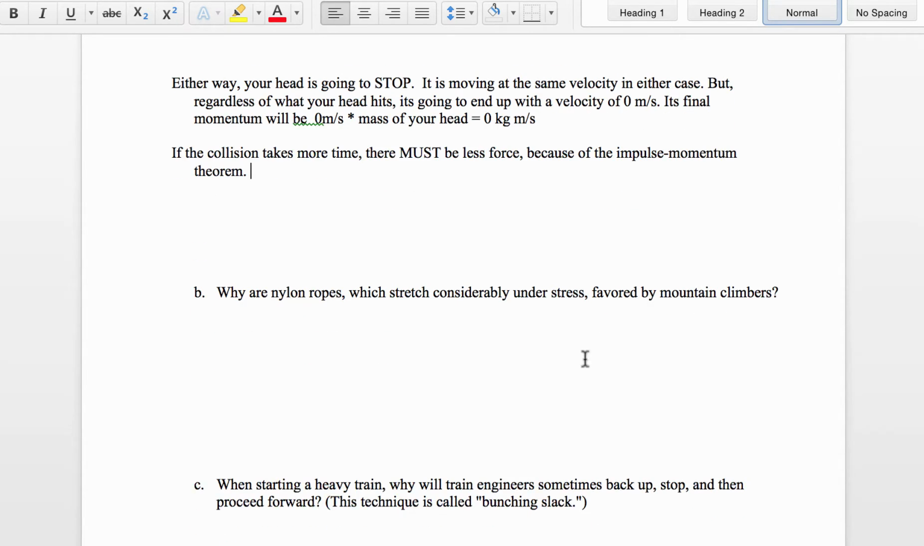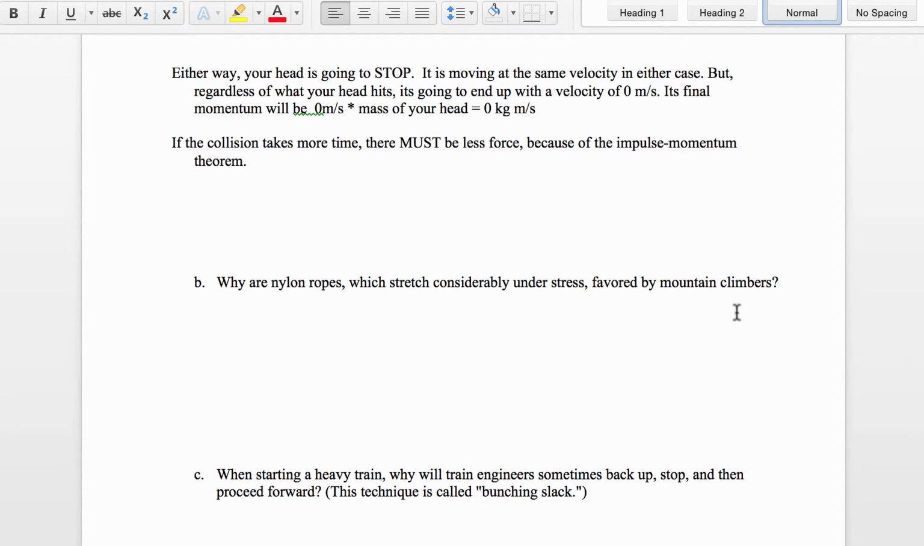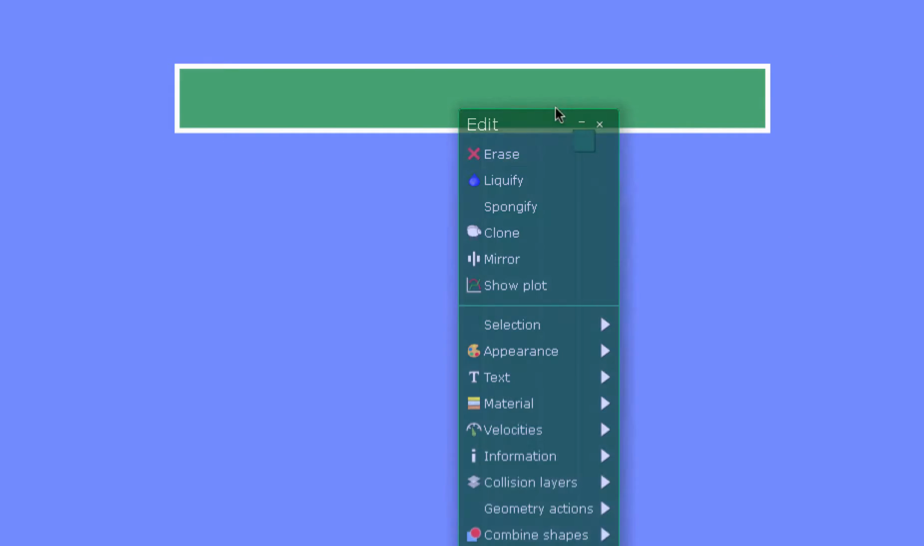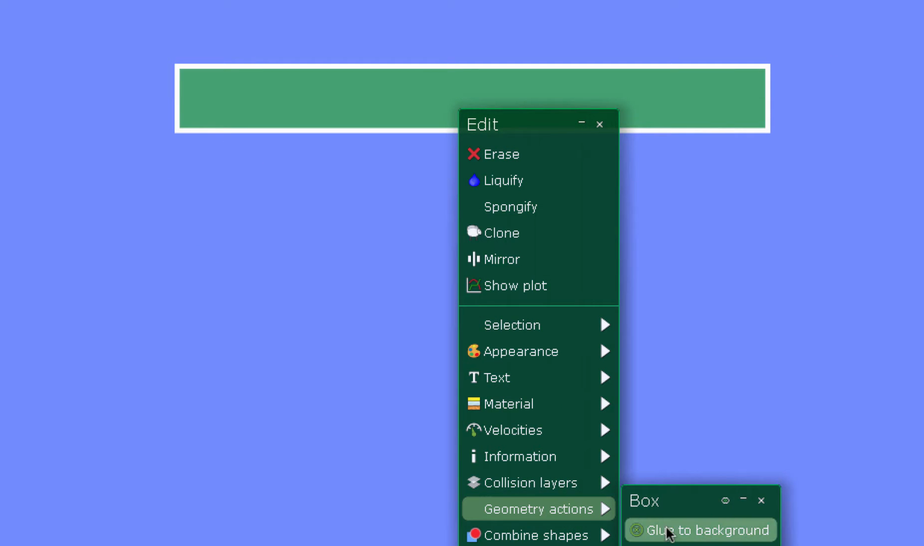Okay, same exact reasons for nylon ropes, which stretch under stress, favored by mountain climbers. If you're falling, a rope is going to catch you. Here, I can animate this, no problem. I'm going to have a thing here, stick it to the background. I'm going to have a dude. Here's my dude, and I'm going to put him on a chain.